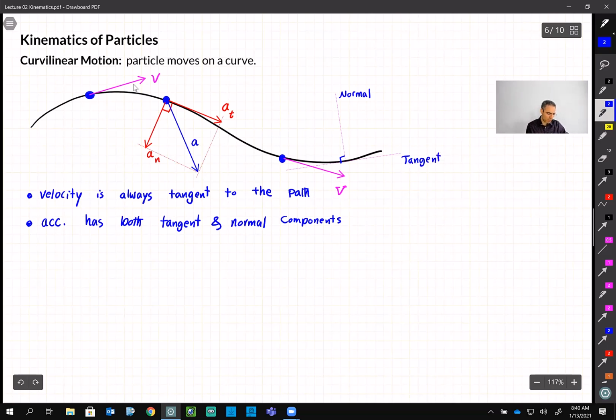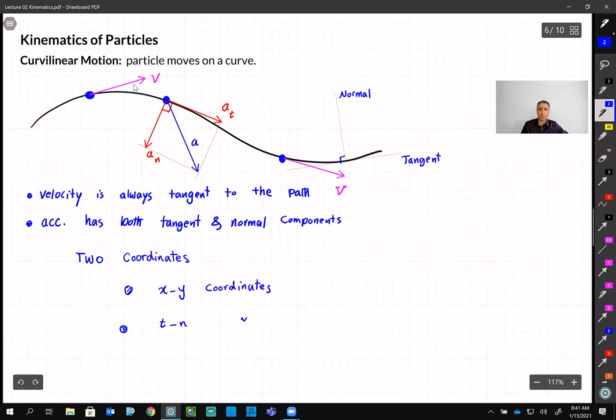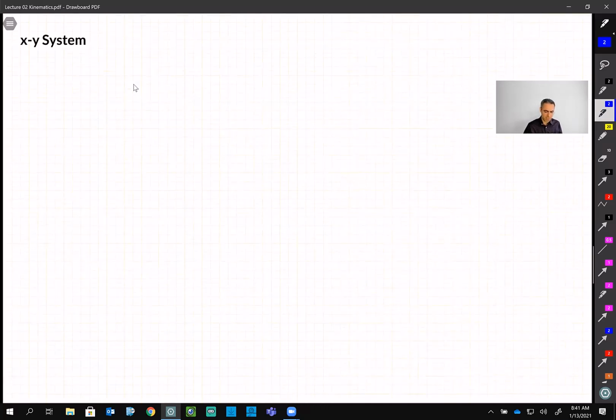Okay, so to solve these problems, we basically use two systems or two coordinates, depending on the problem. One is the X and Y coordinates, and another one is N and T or T and N coordinates. It depends on the problem, one of these two. Let's see what is XY. So we call it XY system.